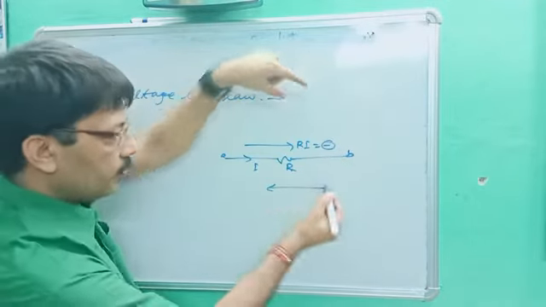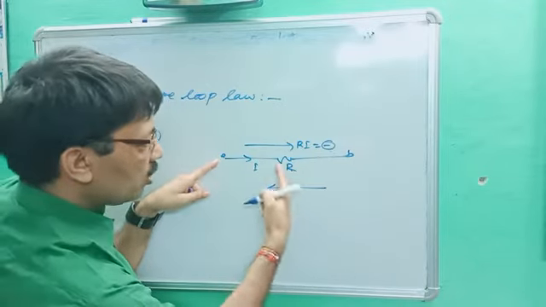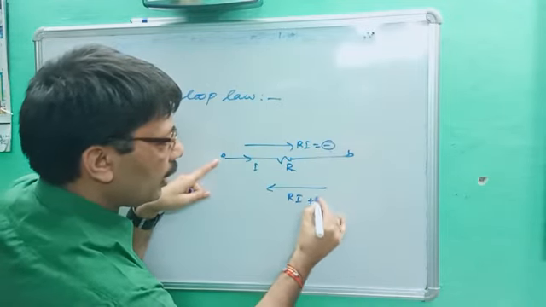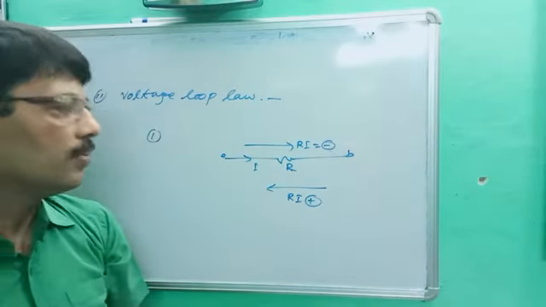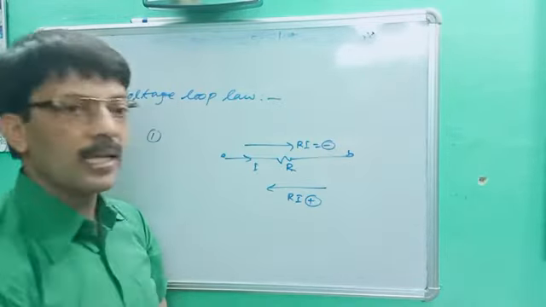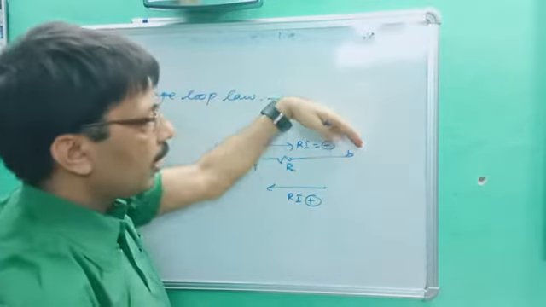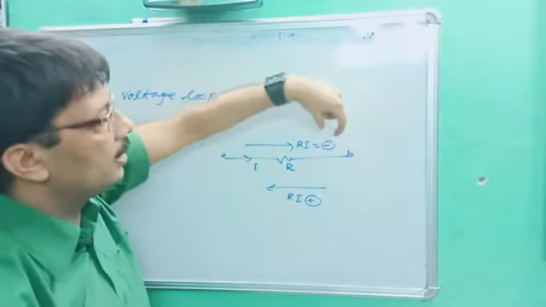If you are moving in the opposite direction, the current is moving from A to B and you are moving from B to A, so this Ri will be positive. Very, very important point. This is the rule you have to follow, then you will get the exact answer. Once again, if you are moving in the direction of current, the multiplication of resistance and current will be negative.